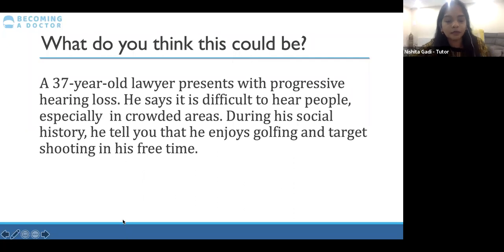We don't need a poll for this slide, but okay, a 37-year-old lawyer comes to you, you're the doctor, and he presents with progressive hearing loss. He says it's difficult to hear people, especially in crowded areas. During his social history, you find out that he enjoys golfing and target shooting in his free time. What do you think this is? Just type it in the chat. Does anyone else have any ideas?